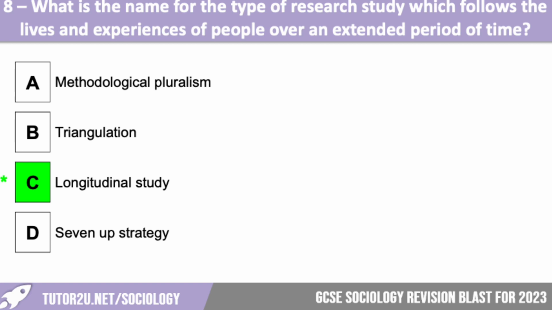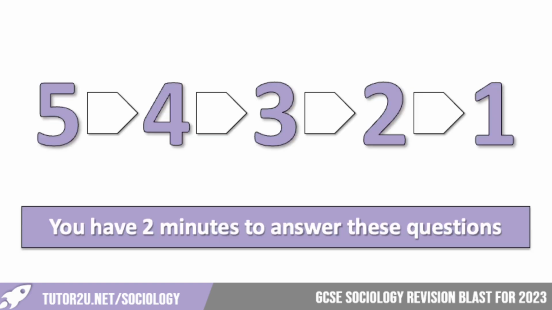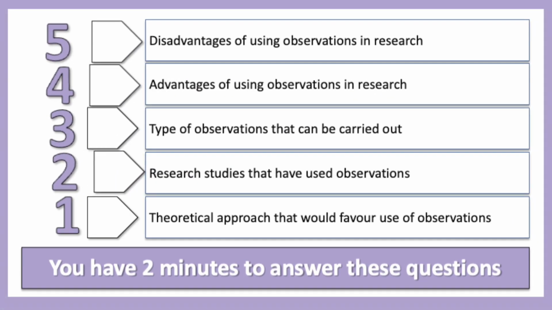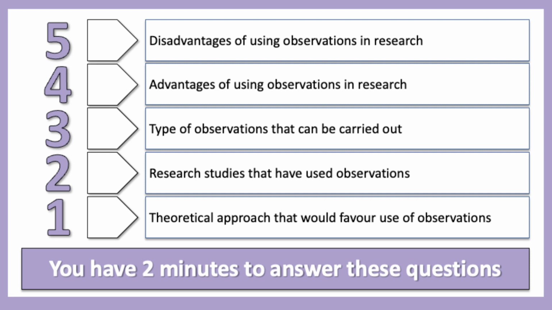Right, the last activity for us on the Revision Blast today is a 5-4-3-2-1. So you've got 2 minutes to answer these questions. We want 5 disadvantages of using observation in research. We want 4 advantages of using observation in research. We want 3 types of observations that have been carried out, 2 research studies that have used observation, and 1 theoretical approach that would favour the use of observation.